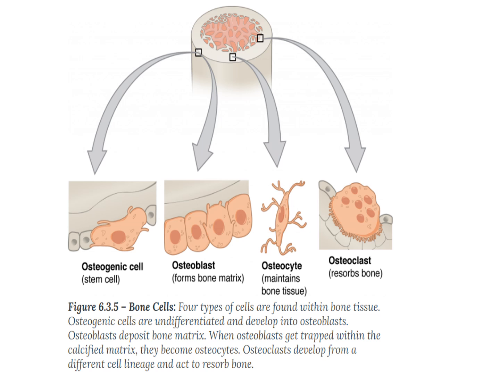Osteogenic cells are undifferentiated stem cells. They are the only bone cells that can divide. When they do differentiate and develop, they form osteoblasts.